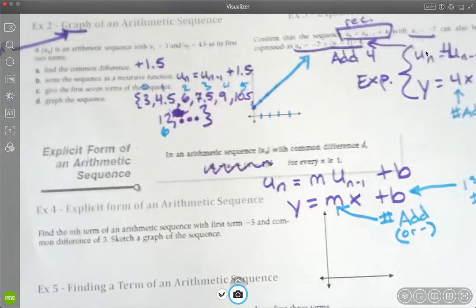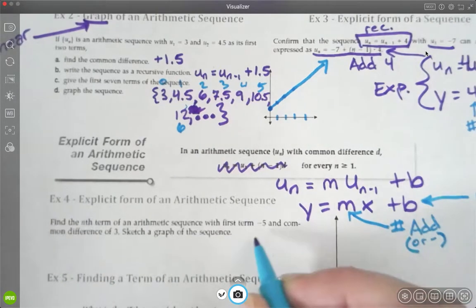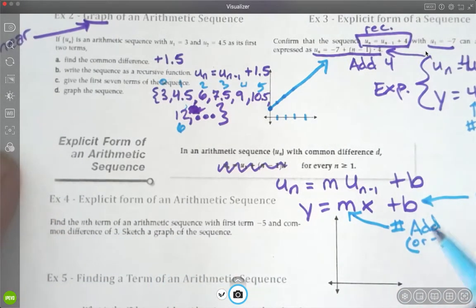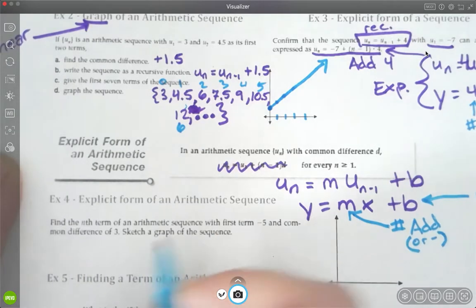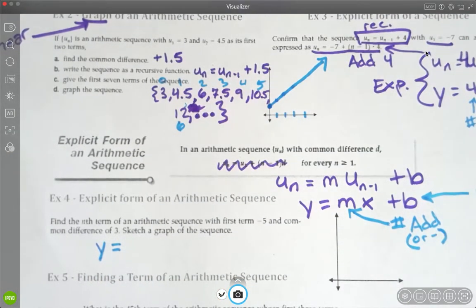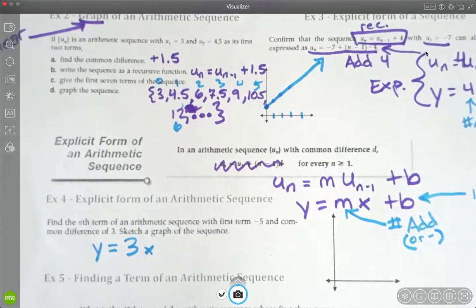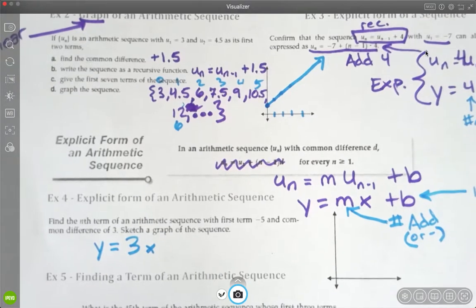Okay, so in example 4, explicit form of an arithmetic sequence. Find the nth term of an arithmetic sequence when the first term is -5 and the common difference is 3. Okay, so let's do our y equals blah, blah, blah. Y equals, I'm going to have an x in there. What am I adding each time? 3, so that goes here.